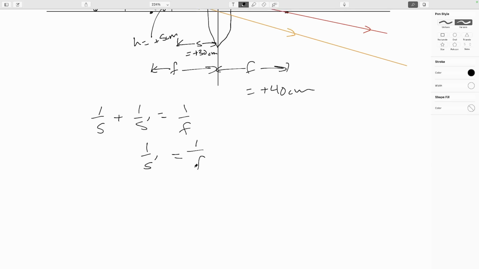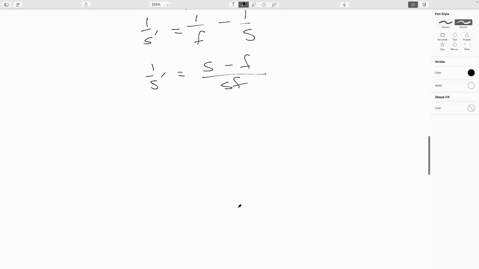So I'm just subtracting 1 over s from both sides. Now I want to get s in the numerator, but before I can do that, I need to get this onto a common denominator, which is what I'm about to do now. So to get this on a common denominator, I would multiply top and bottom here by s, top and bottom here by f. So I'll have 1 over s prime equals s minus f over sf. Okay, now I can cross multiply my way around to get that s prime is equal to sf over s minus f.